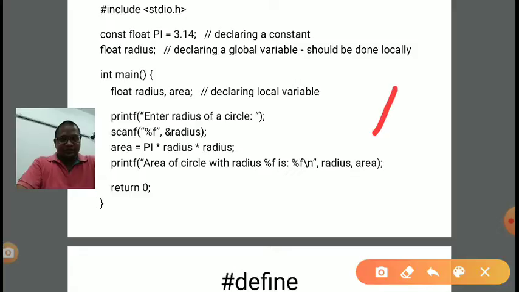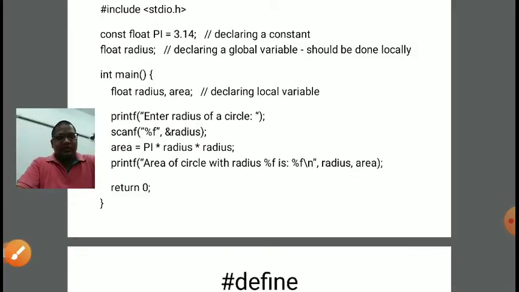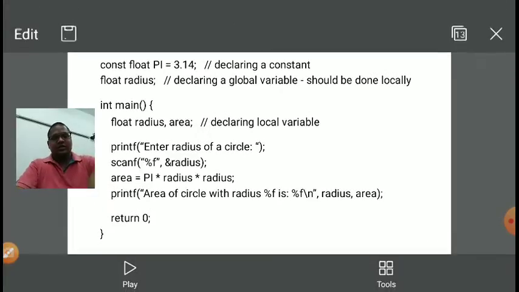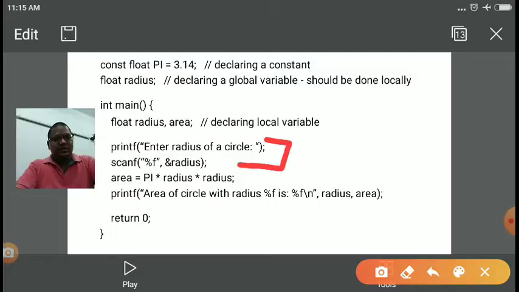Now next, I have written printf. In printf, I have written a message: enter radius of a circle. It will print it as it is. After that, it will ask for the input of the radius. So in the scanf function, we have passed two arguments. The first argument is the format specifier indicating floating type, and after that the variable name is radius, prefixed with the ampersand symbol. This part is the input function.